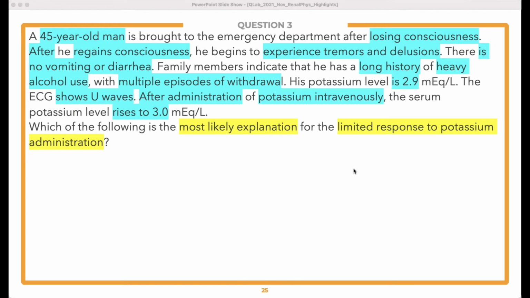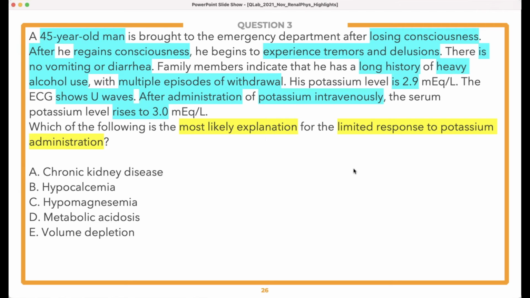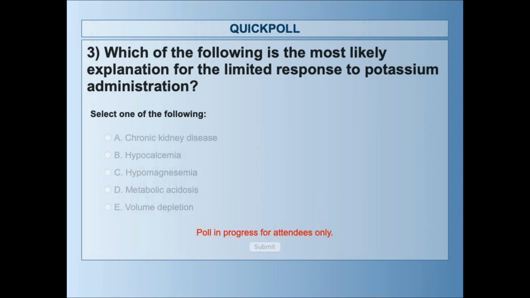Okay. So let's take a look at those answer choices, and let's see what we're working with. Once again, we'll start at the bottom, work our way up to the top. Answer choice E, volume depletion. D, metabolic acidosis. C, hypomagnesemia. B, hypocalcemia. And A, chronic kidney disease. So once again, we're going to go ahead and open up that poll. Go ahead and select what you think is the best answer here, and we'll talk about it in just a few seconds.